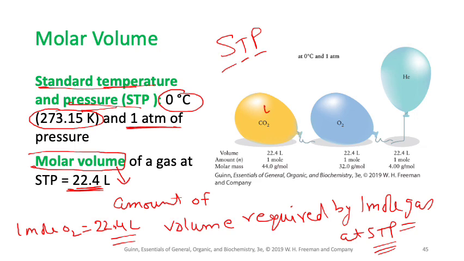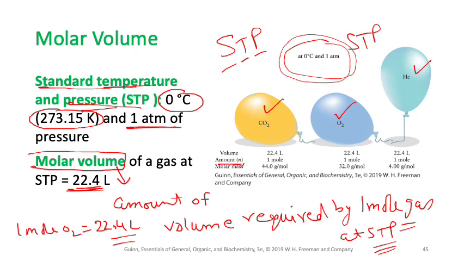On the right-hand side you have carbon dioxide gas, oxygen and helium gas at STP, 0 degrees and 1 atm, and the amount of each gas present is 1 mole, 1 mole, 1 mole. So how much volume does carbon dioxide need? It needs 22.4 liter. Oxygen same thing, helium same thing. So it doesn't depend on which kind of gas you're working with. If you have 1 mole at STP, you will always require 22.4 liter, and this number we call molar volume. But if you see the molar mass, the mass is different, right? But we are focusing on moles and volume.